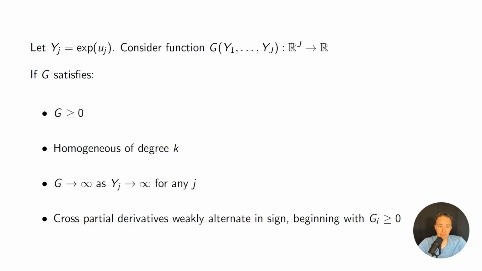Then g needs to satisfy 4 different conditions, and if it does, then it can be useful for producing a GEV error structure. First, g has to always be positive, or at least non-negative. Second, it needs to be homogeneous of degree k. Third, as the y_j component of g tends to infinity, g needs to tend to infinity for all j. And fourth, any cross-partial derivatives of g need to alternate in sign weakly. So the first derivative needs to be non-negative, and then the cross-partial derivative with respect to another y needs to be non-positive, and so on and so forth.